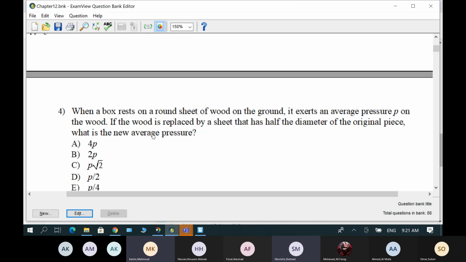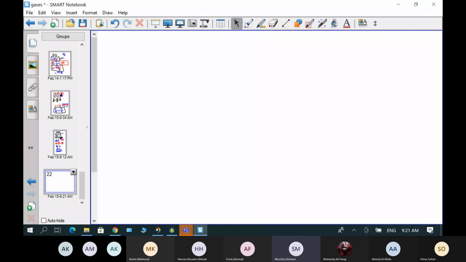This is a new thing. This is chapter 12, you can call it a crash course about gases, liquids, and solids. We talked about densities, about pressure. Karim, what is the formula that you use to calculate pressure? What is the formula that we use to calculate pressure?